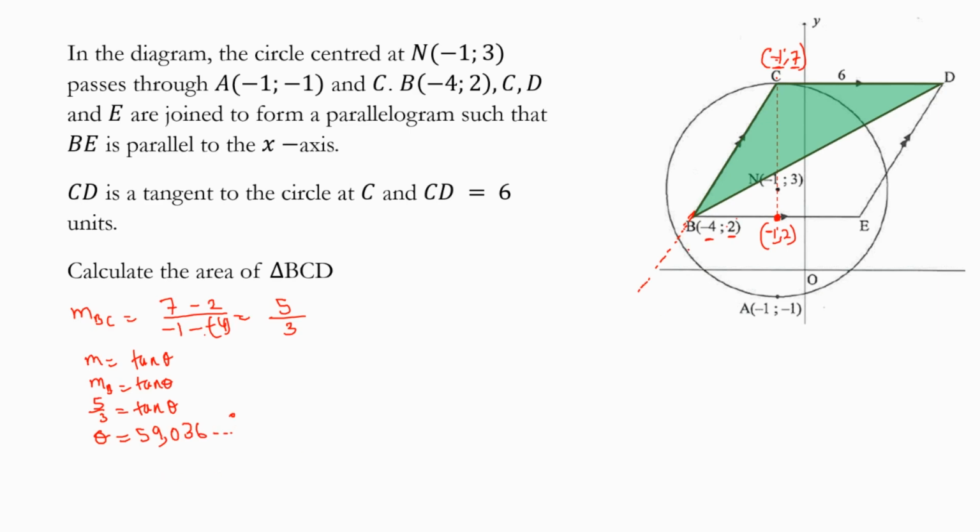This is the angle of inclination here, which is 59.036 degrees, which is equal to this angle here. Remember we said BE is parallel to the x-axis. So these are corresponding angles. So this is also 59.036 degrees.